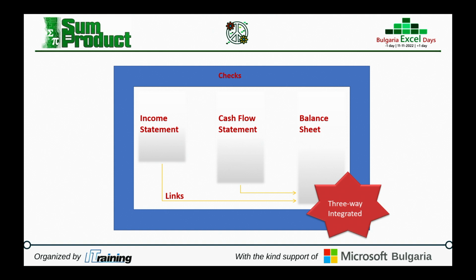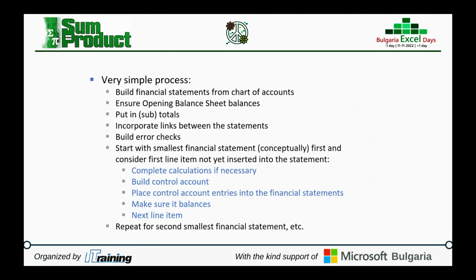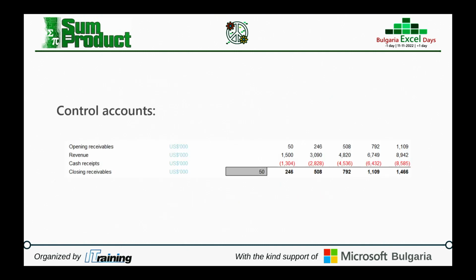But to set the scene, let's talk about what we mean by financial modeling. We're talking about financial statements, developing income statement, cash flow statement, balance sheet, doing it in a way that it's all linked, that you have checks and balances to make sure that it's working correctly. And for those who were here yesterday, you saw we had a very simple process. So simple that there's 100 words on the page. But it all boils down to this one idea, this control account idea.